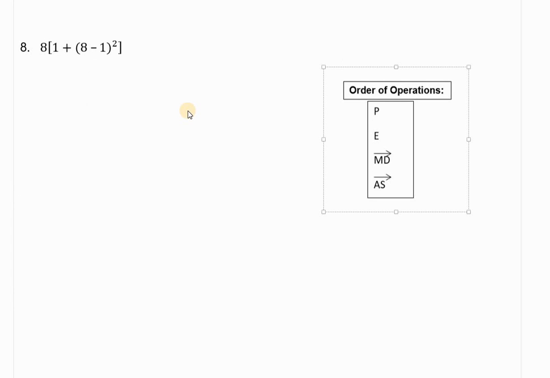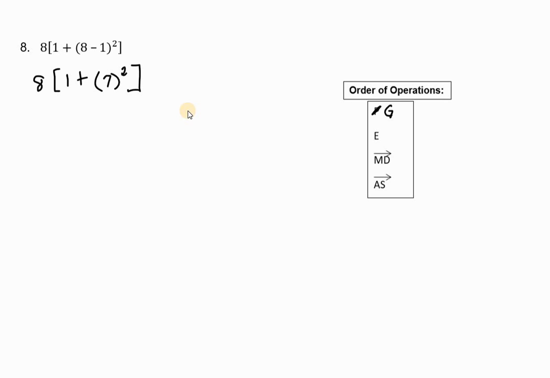On problem 8 here, you notice that I have a set of brackets and I also have a set of parentheses. Well, when you are looking at your grouping symbols, I'm going to again come over here and write a G here for grouping. You're going to start with your innermost grouping symbols. In this case, inside of my innermost grouping symbols, I have 8 minus 1. So everything else I'm going to write down just like I have it. I'm going to go ahead and write this as 7 squared.